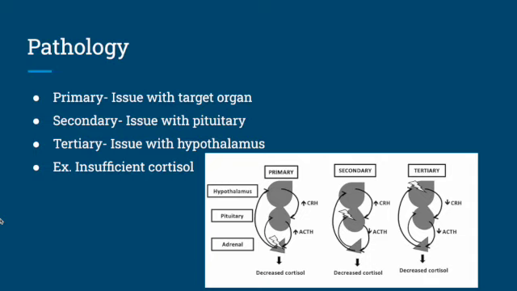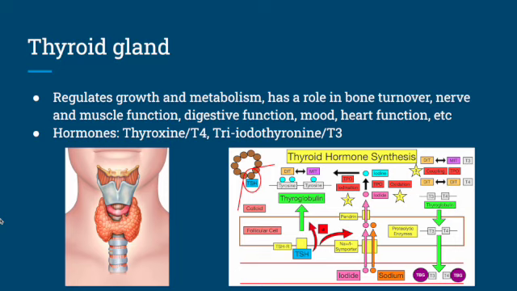But in that example, there's an issue with the hypothalamus not being able to create the CRH, and so you are then unable to make ACTH, which is unable to stimulate the adrenal gland to make cortisol. And so this will make more sense as we learn more about these target organs. And we'll start with the thyroid gland.